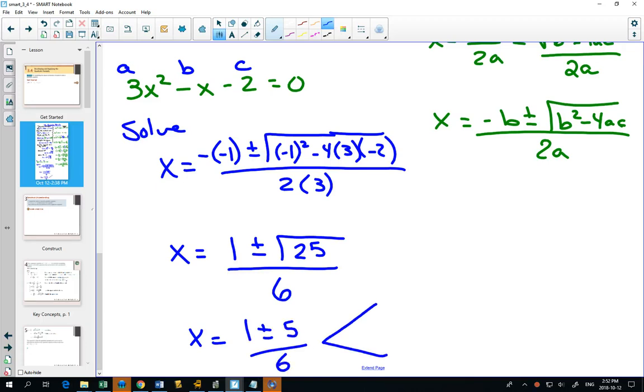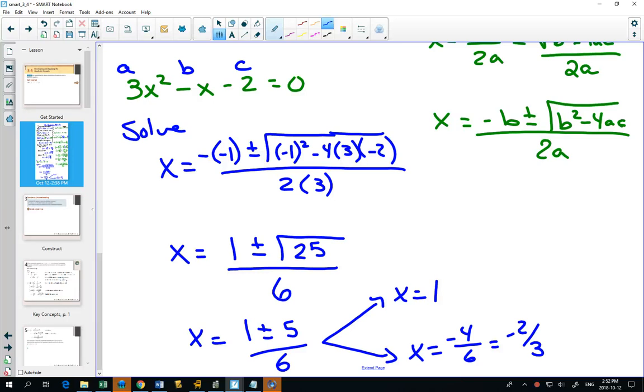So there's actually 2 answers. 1 plus 5 is 6 over 6. One answer is x is equal to 1. The other answer is 1 minus 5 over 6, negative 4 over 6, which is equal to negative 2 over 3. So it gives us another way of solving these just with a formula.